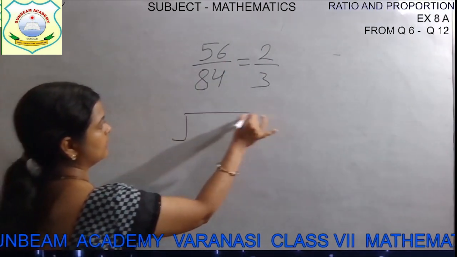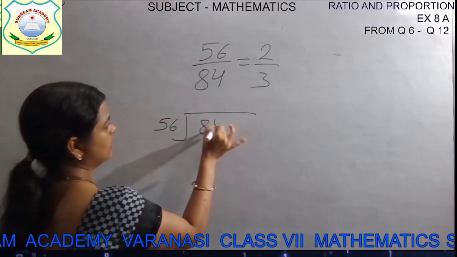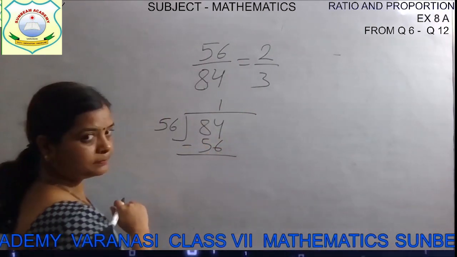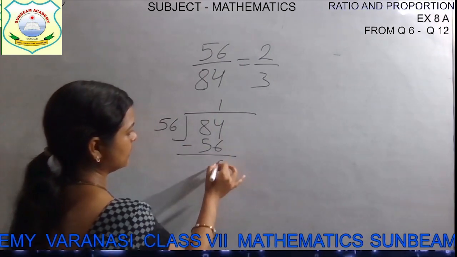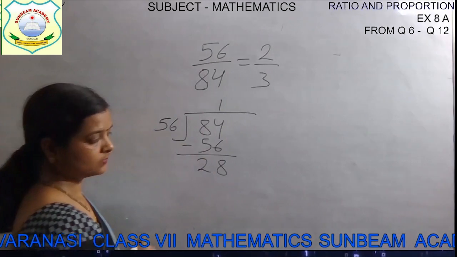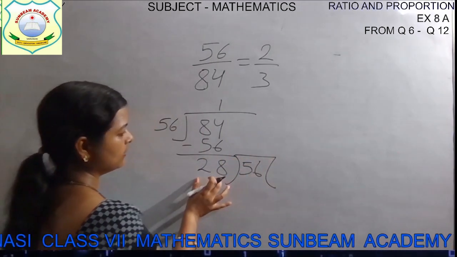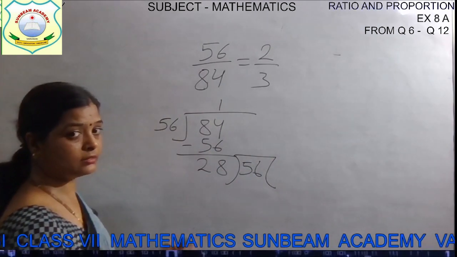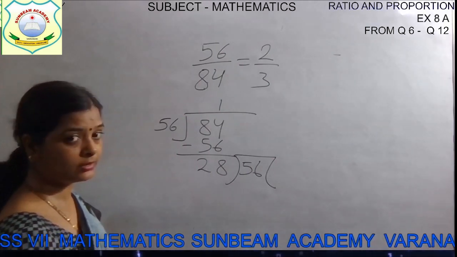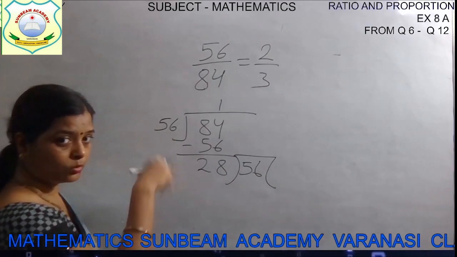So let's take the HCF. Find the HCF of 56 and 84. 56 one time is 56. Subtracted, children, how much will you get? 28. Now this 56 will be divided by 28. We will divide till we get 0. If we get 0 as remainder, no remainder will be left, then only that divisor is the HCF of those numbers.